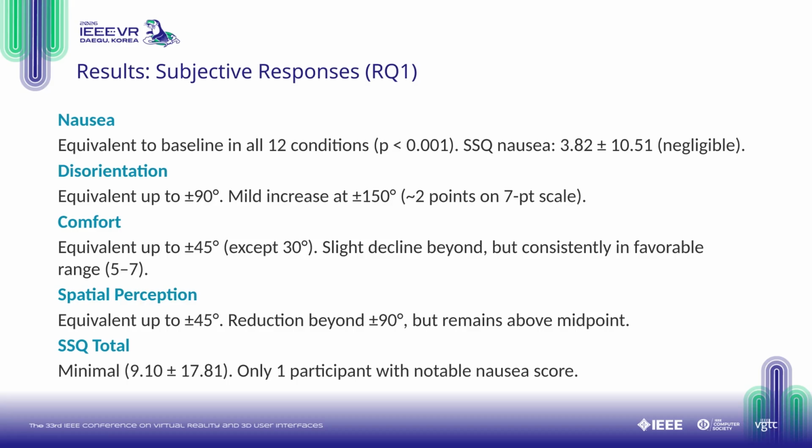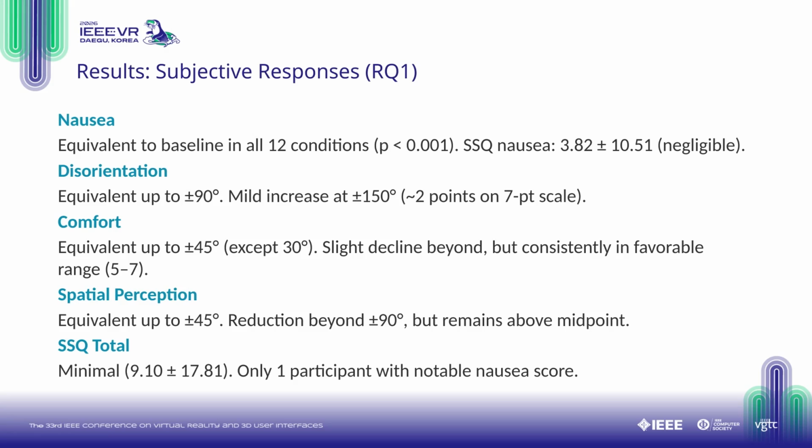Disorientation remained equivalent to baseline up to plus or minus 90 degrees. Beyond that, at plus or minus 150 degrees, we saw a mild increase of about 2 points on the 7-point Likert scale. Comfort and spatial perception were equivalent to baseline up to plus or minus 45 degrees. Beyond that, they declined slightly, but comfort ratings consistently stayed in the favorable range, between 5 and 7 on the scale, even at extreme tilts.